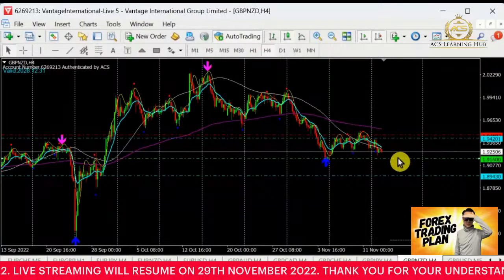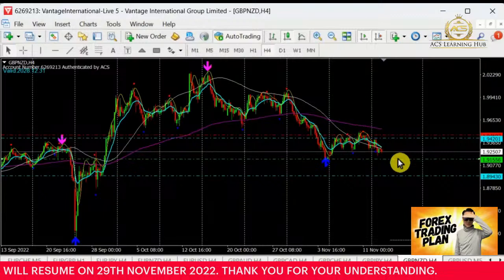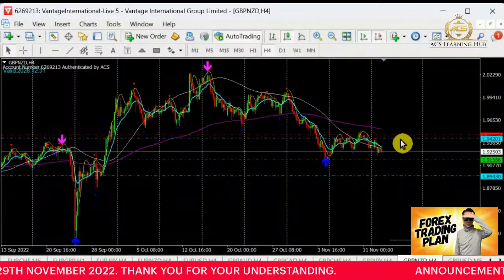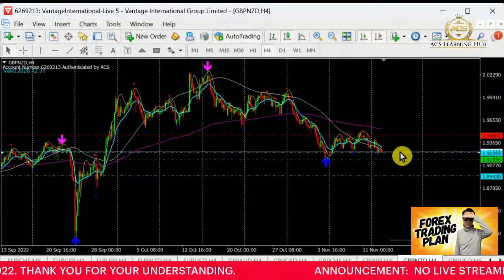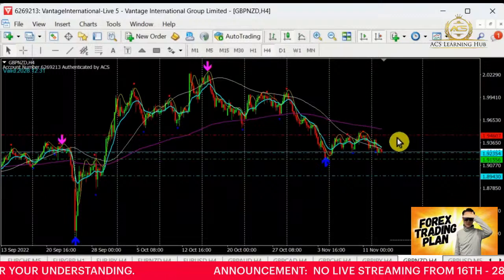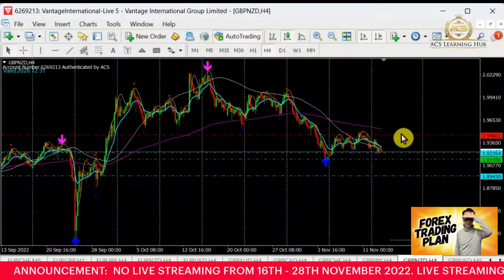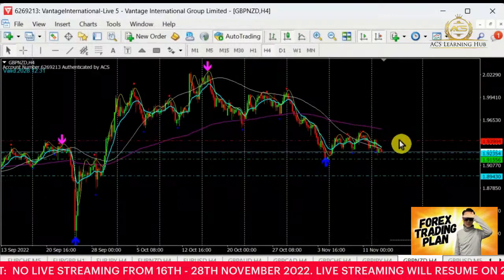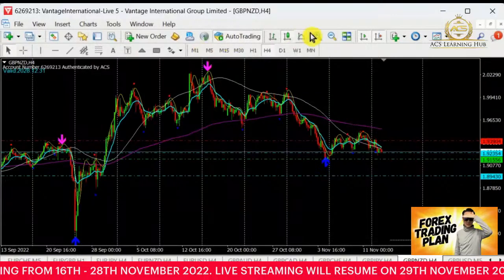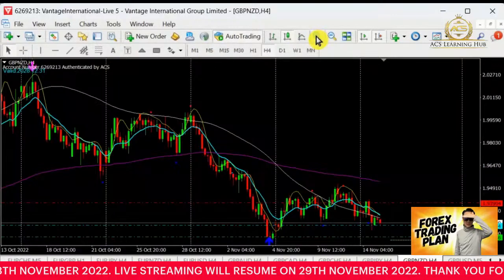So let's see the support level. Okay, we have yet to clear this area, and I'm looking out for this area. Once it's clear, we can go down for about 70 pips. Okay, 70. At this point here, this is the resistance at this area here. So let me zoom in so they can see clearer.